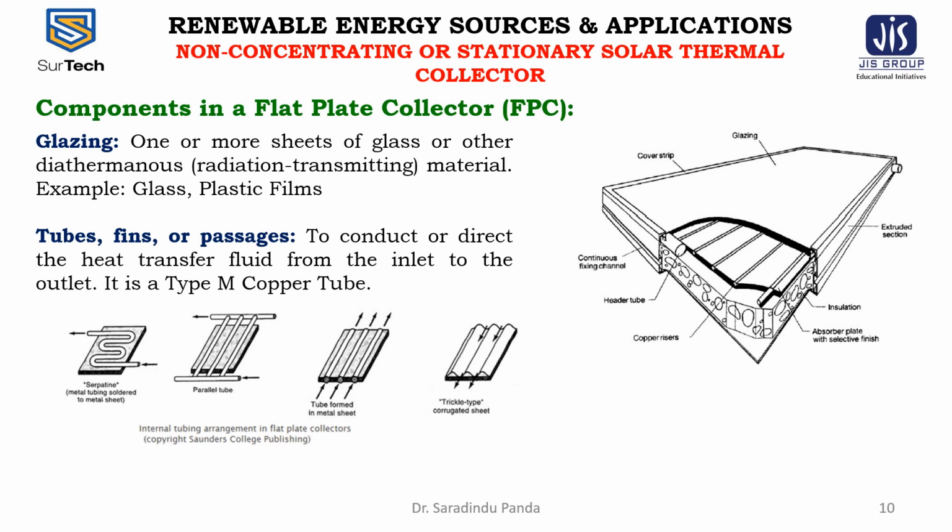serpentine, the metal tubing soldered to the metal sheet, the parallel tube, the tube formed in the metal sheet, and the trickle type corrugated sheet is also used. The flow passage conducts the working fluid through the collector. If the working fluid is a liquid, the flow passage is usually a tube that is attached to or is a part of the absorber plate. If the working fluid is air, the flow passage should be below the absorber plate to minimize the heat losses.